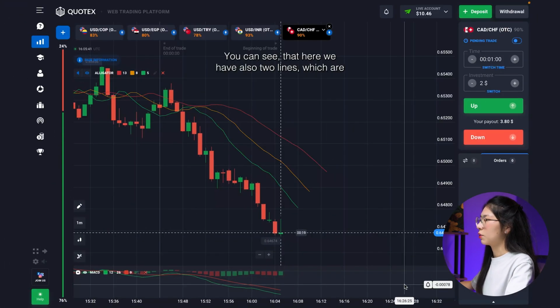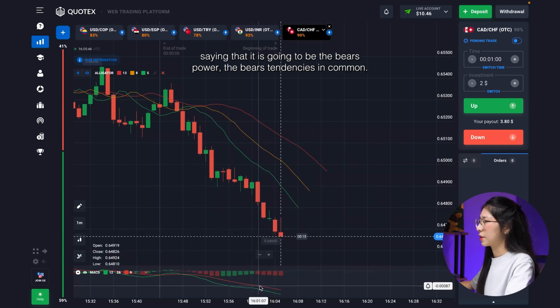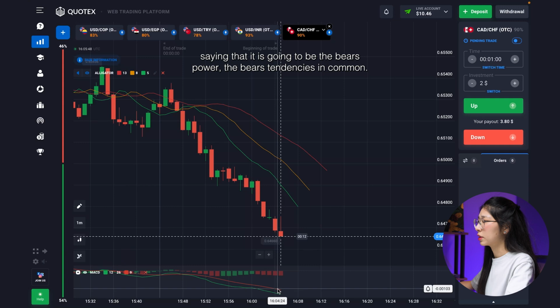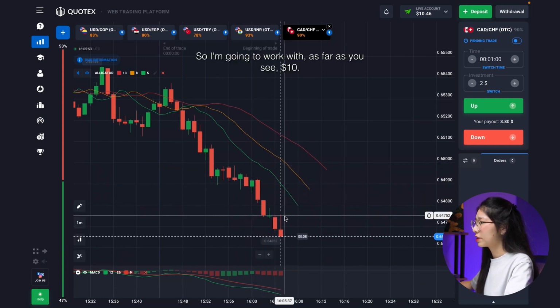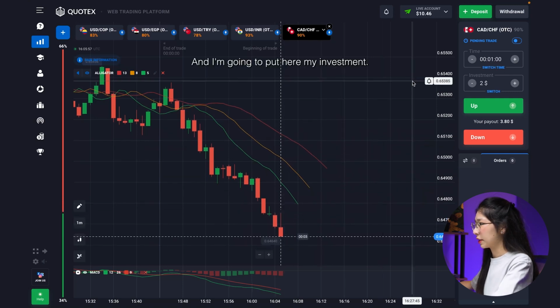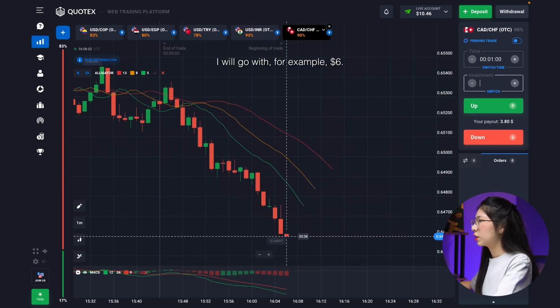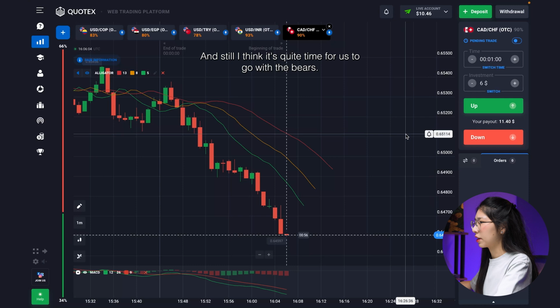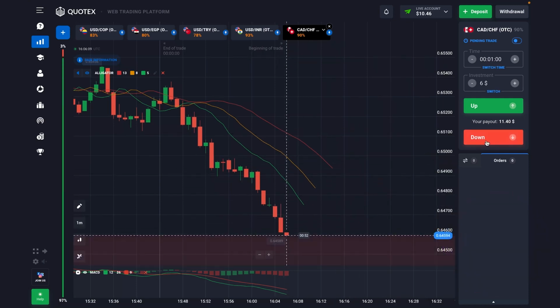And you can see that here we also have two lines which are saying that it's going to be the bears' power, the bearish tendencies in common. So I'm going to work with this. First you see $10, and I'm going to put in my investment. I'll go for example with $6, and I still think it's time for us to go with the bears. So let's try.